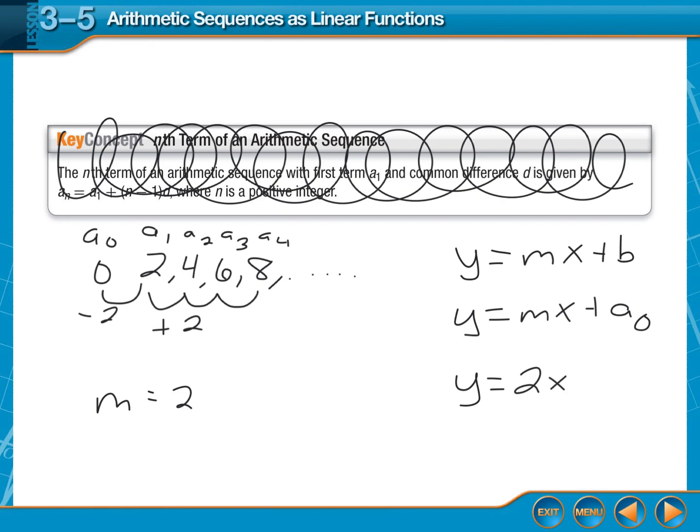If I asked, I want to find the 50th term, where do I plug in that 50? If I want to find a sub 50, how do I use this equation to find the 50th term? Multiply by 50. Just plug in that 50 for x. So what's 2 times 50? 100. So our 50th term would be 100. That's all we're doing today, just making that connection. Once you have your equation and the term you want to find, you're plugging that in for your x.